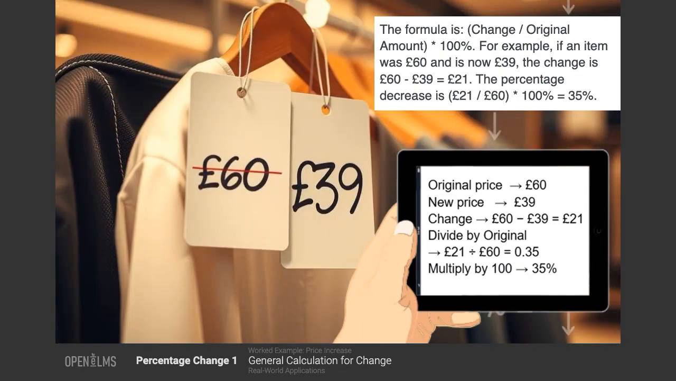The formula is change over original amount times 100%. For example, if an item was £60 and is now £39, the change is £60 minus £39 equals £21. The percentage decrease is £21 over £60 times 100% equals 35%.